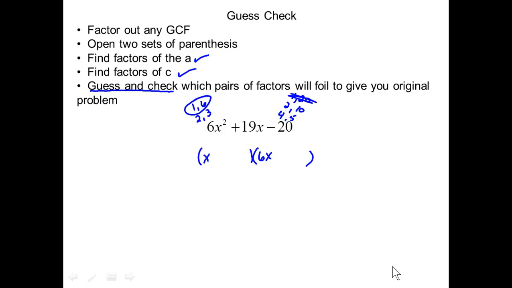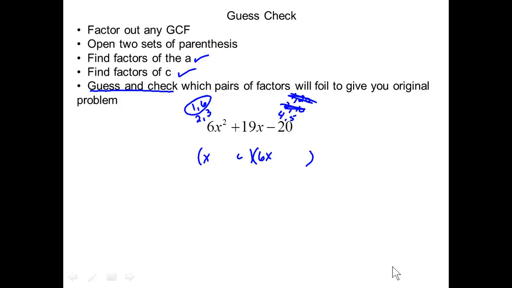Then you're going to try the 2 and the 10. Let's go back with the O and the I. This is going to be 10. This is going to be 12. Is that going to give me 19? You cannot play around with 2 and 12 and get 19 no matter what you do. Let's flip-flop them. If I put the 10 here and the 2 here, that's going to give me 2 and 60. That certainly didn't help, did it? So 2 and 10 is not going to work.